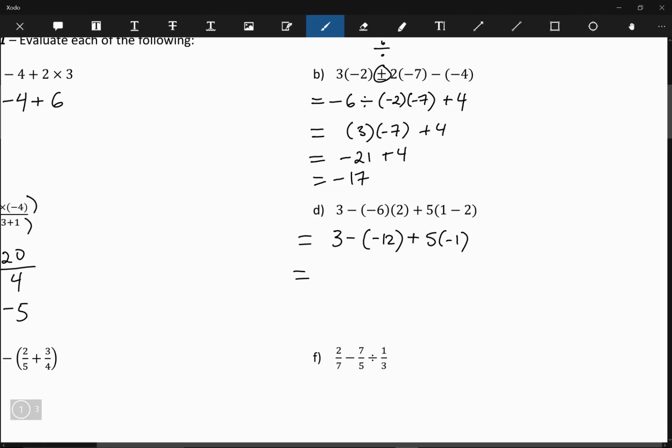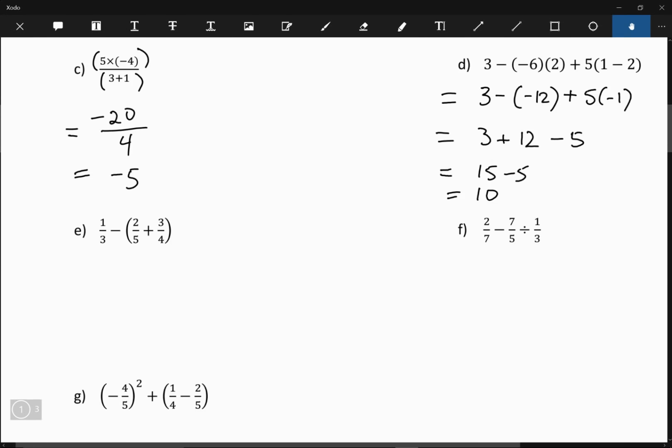Let's get rid of the brackets then. So minus -12 becomes +12. Two of the same sign makes it a positive. And then 5 times -1 is -5, so plus -5 would be -5. And then 3 plus 12, in the order that they appear, plus and minus. So 3 plus 12 is 15, minus 5, and then the final answer is 10.